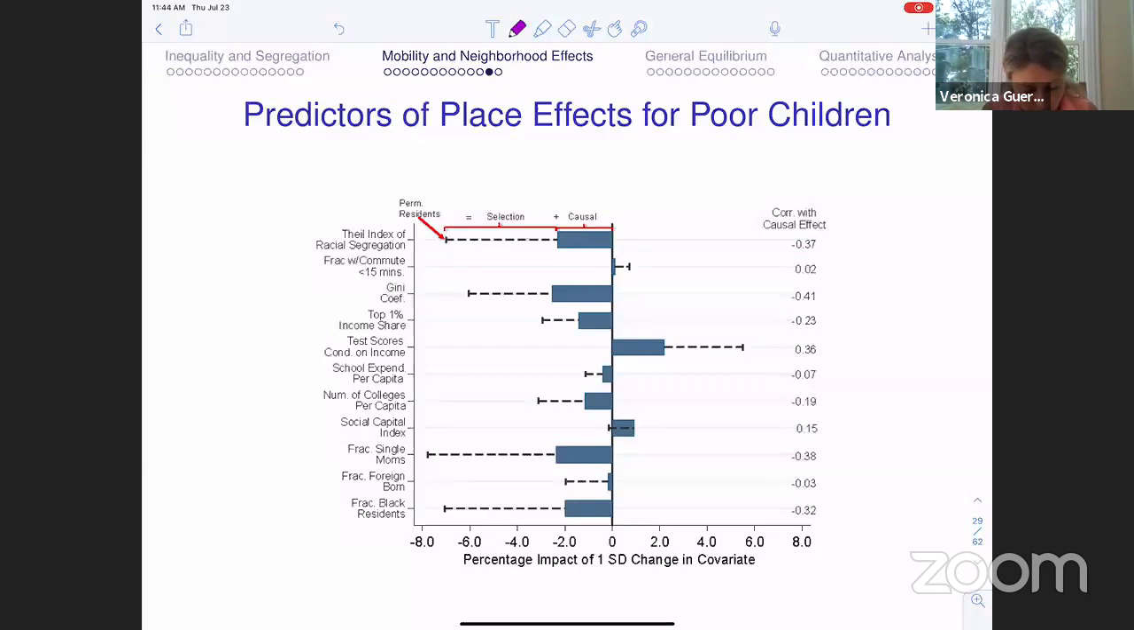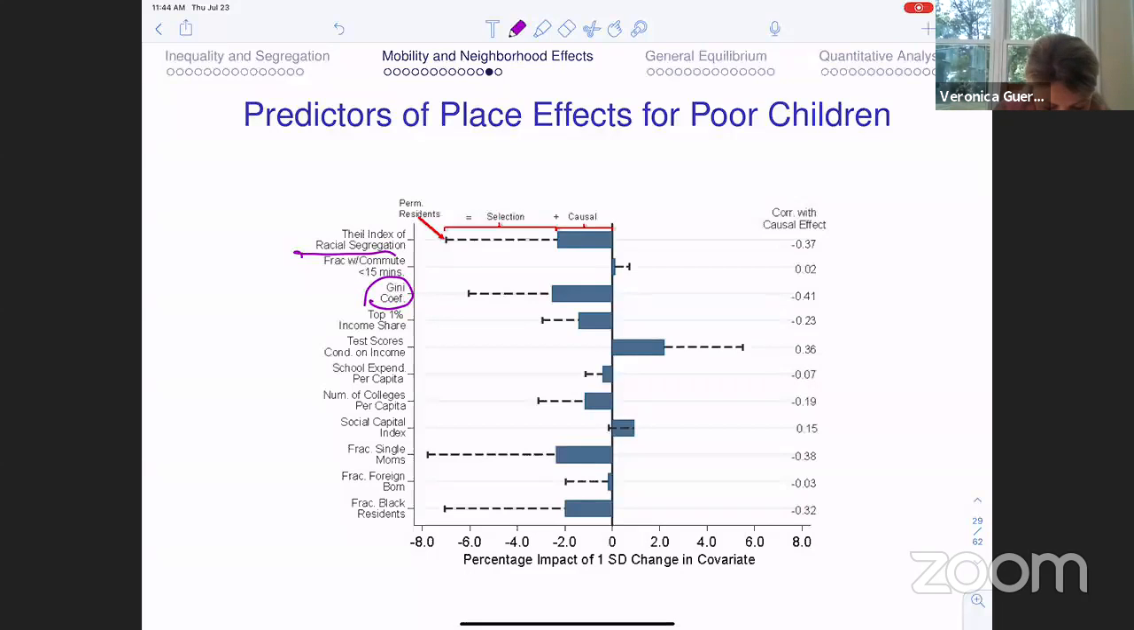And so basically what you can see is that clearly racial segregation, again, is something that is correlated with neighborhoods that give you lower income in the future. Gini coefficient, so more inequality, is bad. Neighborhoods with lower inequality are better in the dimension of the income of the kids when they grow up.